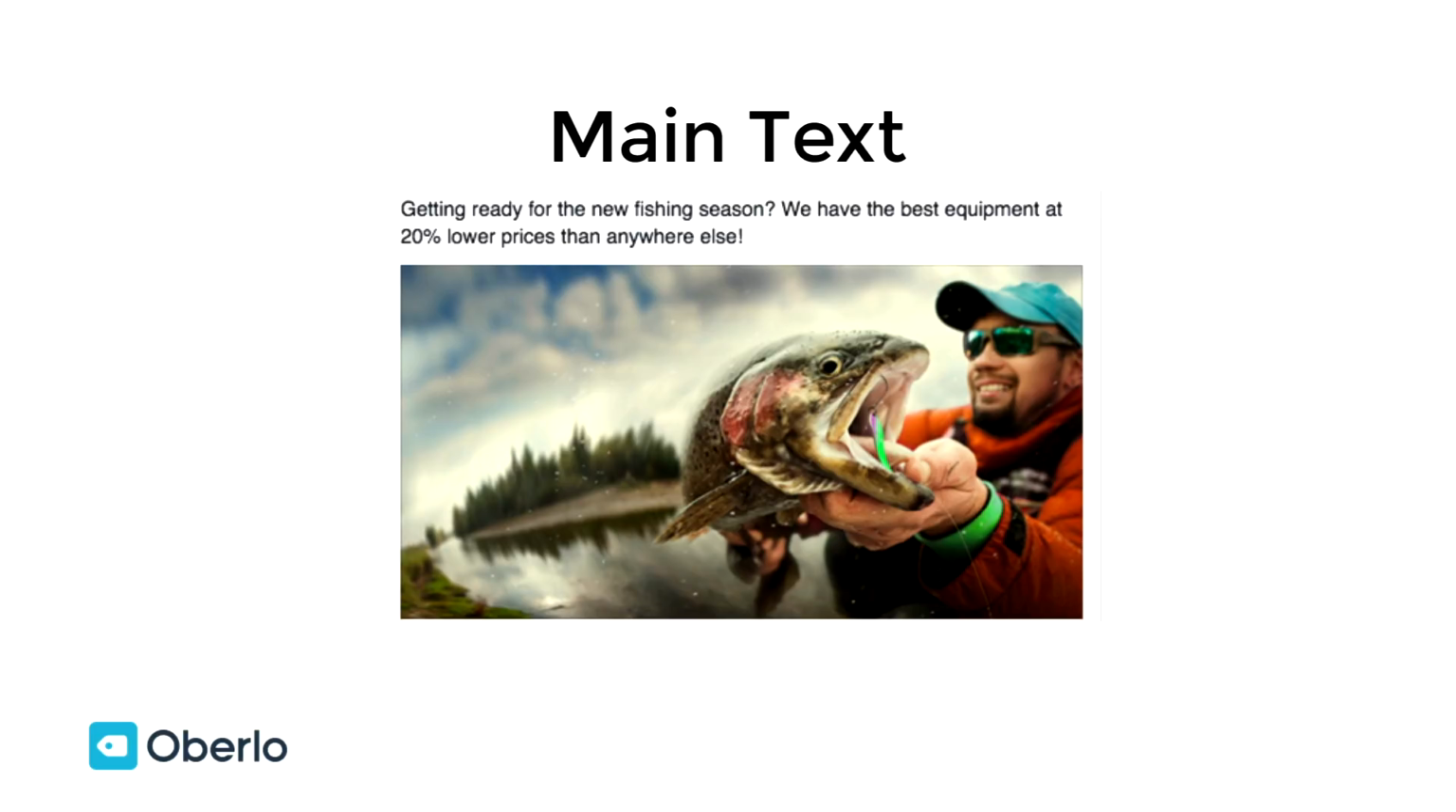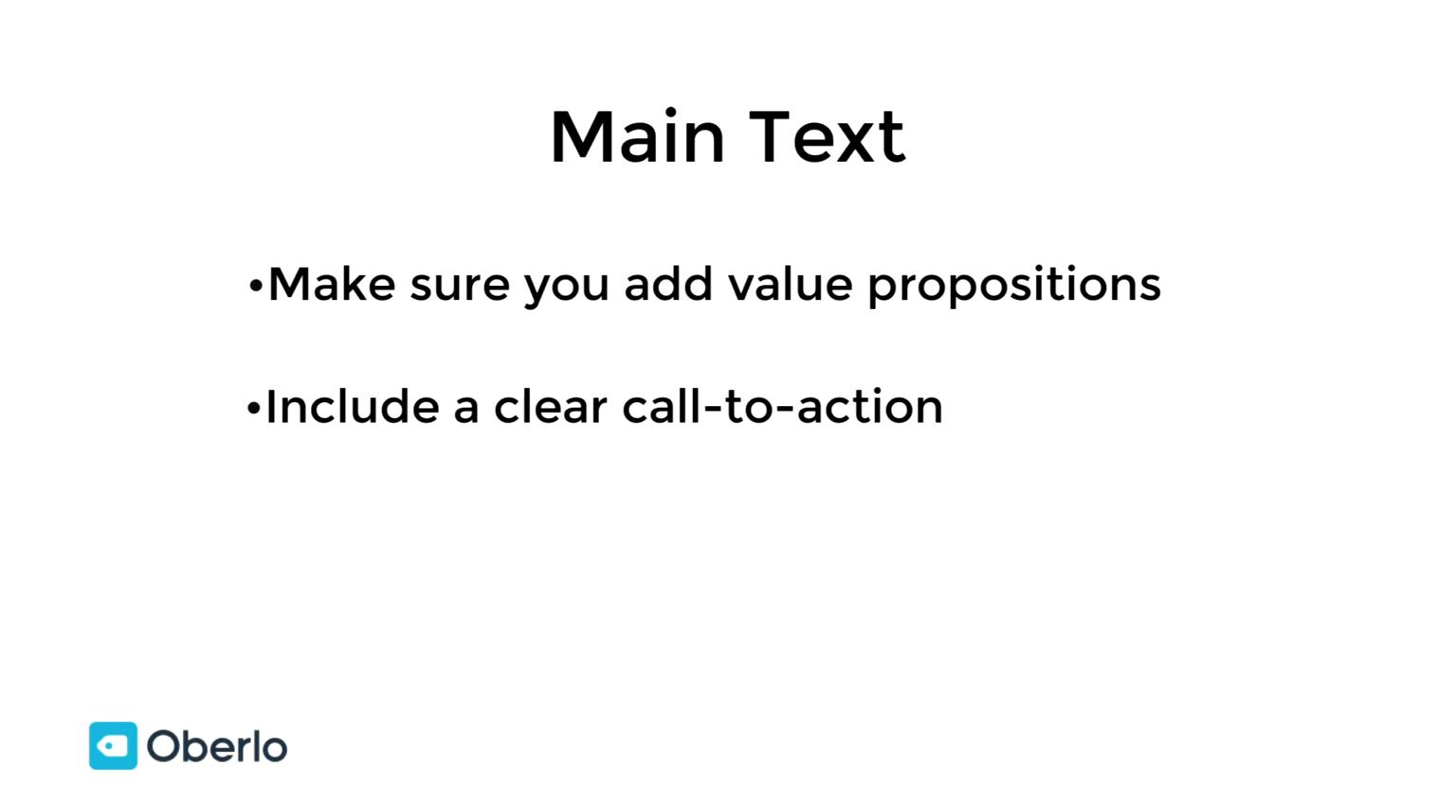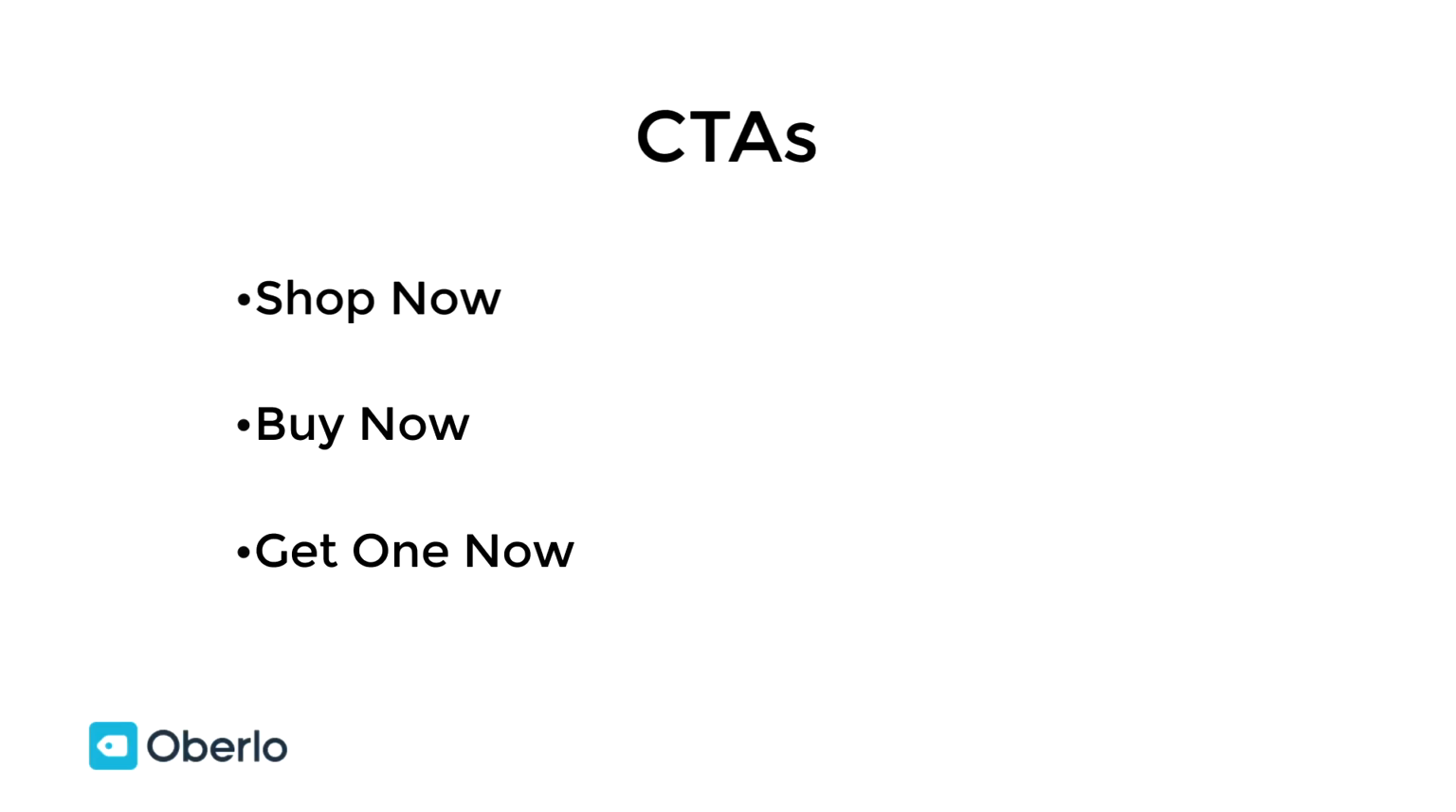For example, getting ready for the new fishing season, we have the best equipment at 20% lower prices than anywhere else. The second thing to include is a clear call to action. As I've mentioned earlier, this is why you don't put any calls to action on the ad image itself. The call to action should very clearly declare what you're seeking with your campaign. If you want people to buy from you, use phrases like shop now, buy now, get one now, etc.